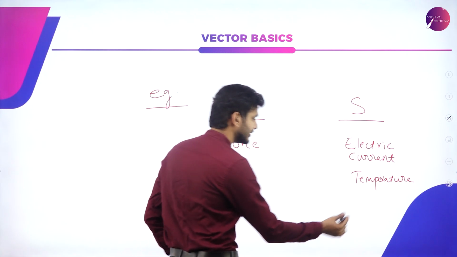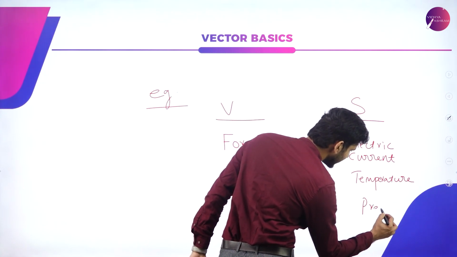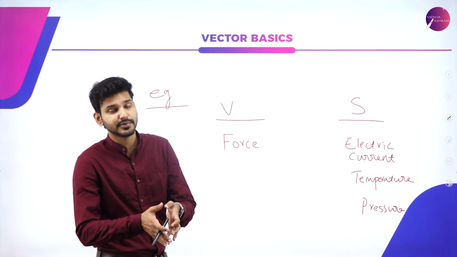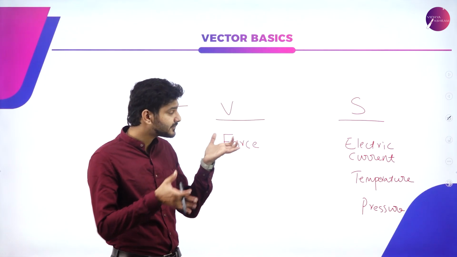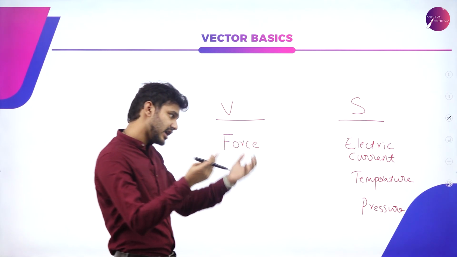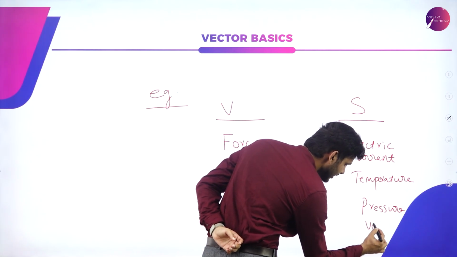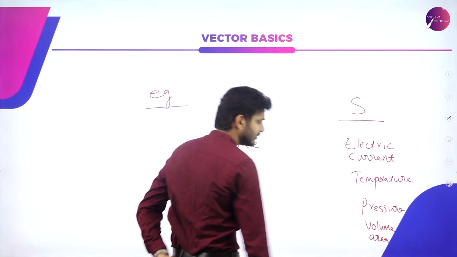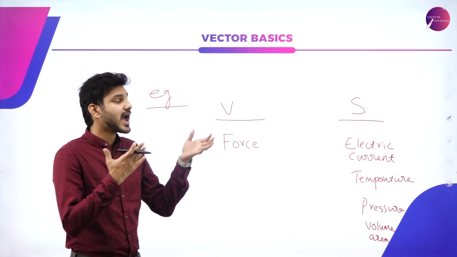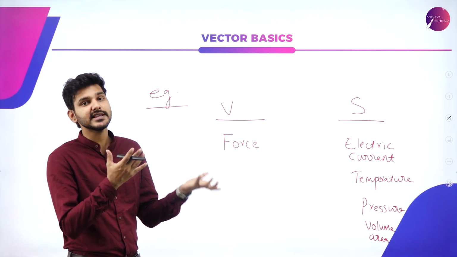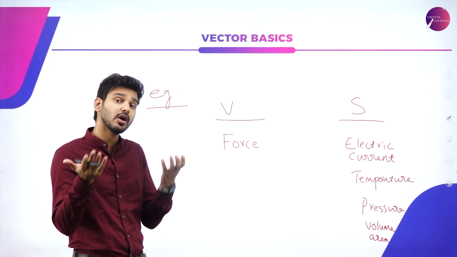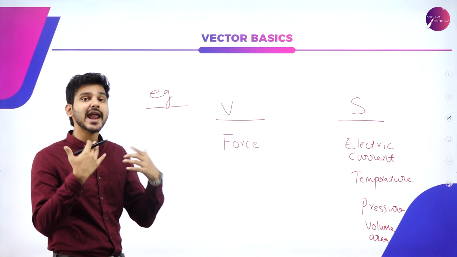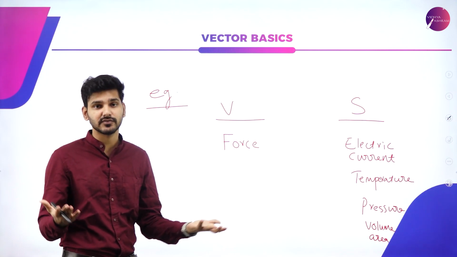Another quantity is pressure. We say 1 atm pressure, 2 atm pressure, not 10 atm pressure in the southwest direction or 5 atm pressure in the northwest direction. We don't specify directions for all these quantities. And so on, we can include quantities such as volume, area, length, and breadth. All these are scalar quantities because they only have magnitude values, and they do not follow the law of vector addition; they can be added up as plain scalar quantities.